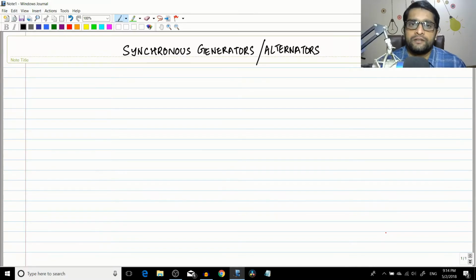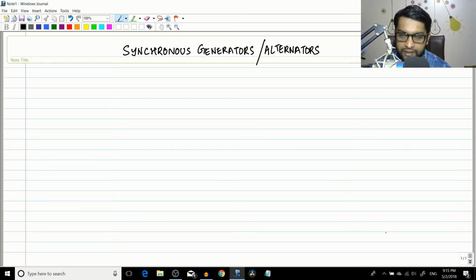Hello friends. In the previous session, we just concluded our discussion on the AC machinery fundamentals. I told you from this session onwards, we'll be dealing with specific machines, like synchronous machines, induction machines and transformers. So today let us start with the synchronous generators, also called alternators.